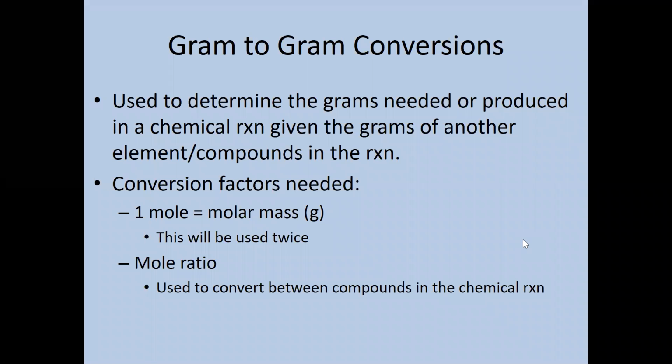Hey students, this video is going to go over gram to gram conversions and other types of conversions in stoichiometry. So what we want to do is remember some of those conversion factors that we were using last semester, such as 1 mole is equal to the molar mass, or 1 mole is equal to 6.02 times 10 to the 23, and that's going to be atoms, molecules, or formula units, depending on what substance we're talking about, okay? But we're going to do some problems that involve all of those different things.